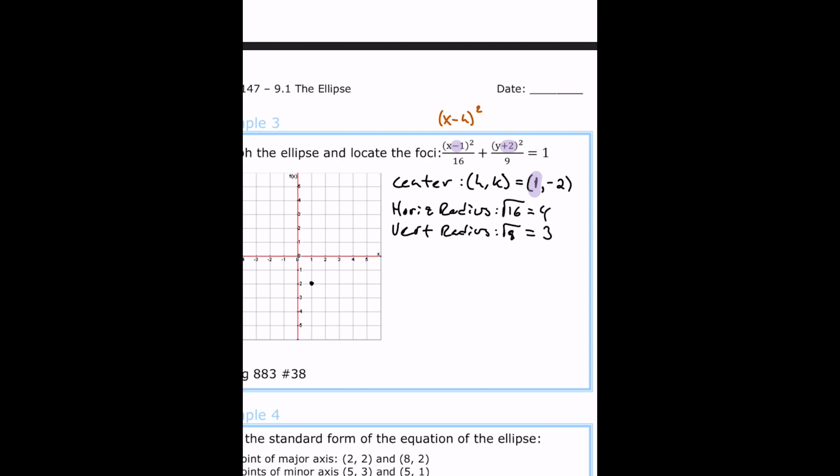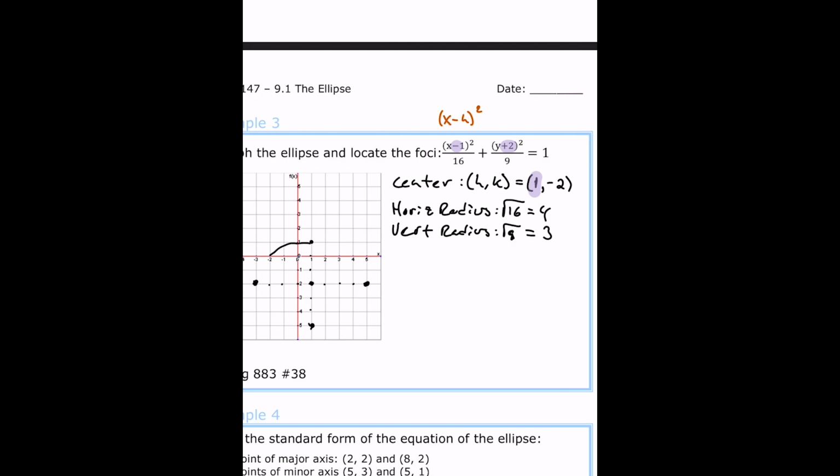Let's go over to the graph and plot some more points. From my center, I'm going to go 4 units to the right. 1, 2, 3, 4, and plot a point. 1, 2, 3, 4 units to the left, plot a point. Vertical radius is 3, so again, starting at the center, let's go up 1, 2, 3. From the center, down 1, 2, 3. There we go. This thing's going to look almost like a circle.